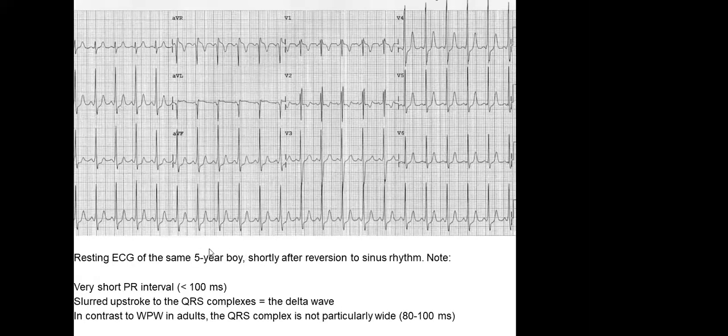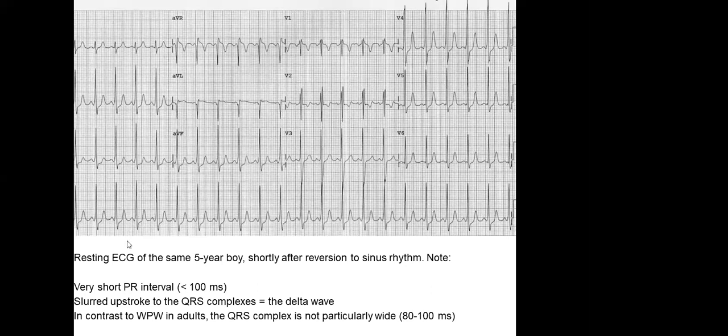What is this upslurring? After reversion to sinus rhythm, we can see that there is a very small PR interval. It is actually less than 100 milliseconds, that is less than 2.5 small squares. So one small square is 40 milliseconds. And if you see, the upstroke in the QRS complex is not sharp, but there is this upslurring. This slurred upstroke to the QRS complex is called a delta wave.